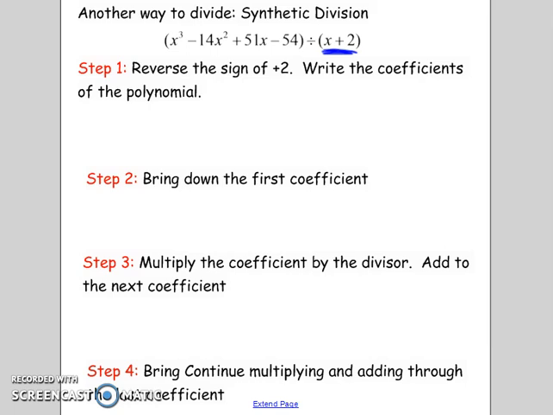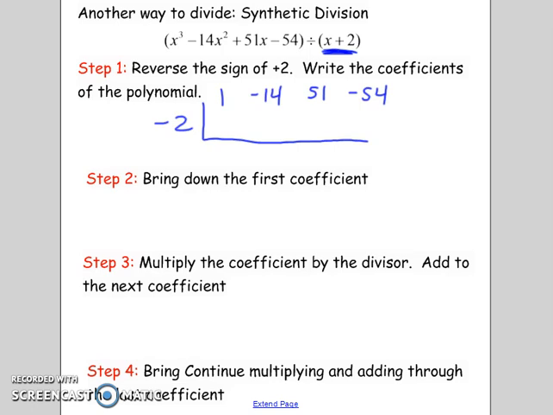The way that we set this up is a little bit weird at first. We take the opposite sign of what we're dividing by. So with x plus 2, which is a positive 2, we reverse the sign, so it's going to be a negative 2. Then we draw this weird upside down division bar, and the coefficients of the polynomial go across the top. In front of the x cubed, I have 1. In front of the x squared, I have a negative 14. In front of the x, I have a 51. And my constant is a negative 54. When you're doing synthetic division, you're not using the x's at all until the very end.